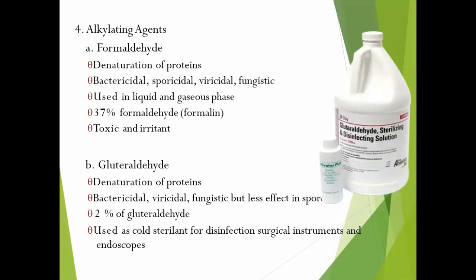Number 4, alkylating agents. Number A, formaldehyde. Formaldehyde works by denaturation of protein; it is bactericidal, sporicidal, virucidal, and fungicidal. Used in liquid and gaseous phase. And 37% formaldehyde is formalin, which is toxic and an irritant.